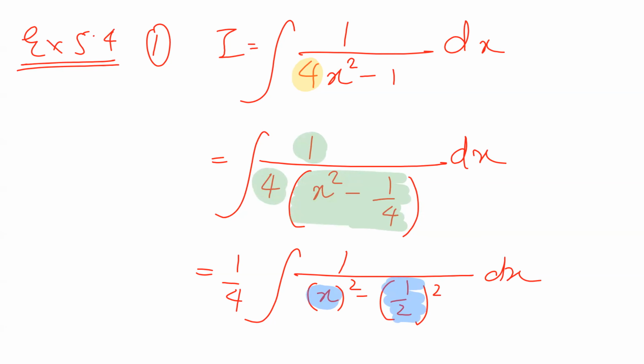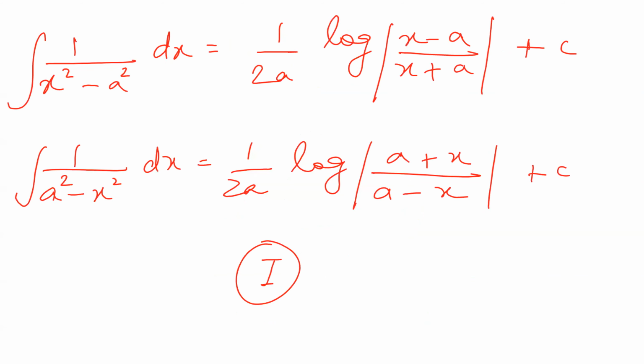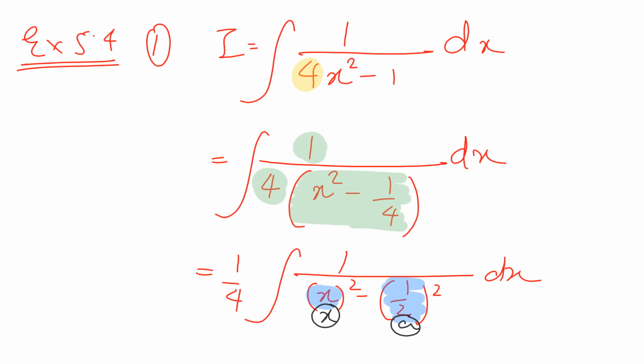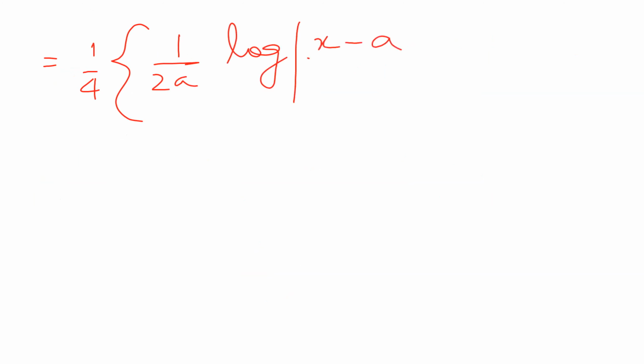Okay, now which formula to apply? So this x within the bracket is x and this is a, so it will be 1 upon x square minus a square. So always write down the formula first. After this step, please write down the formula. 1 by 4, put a bracket over here, 1 upon 2a log modulus x minus a upon x plus a plus c.